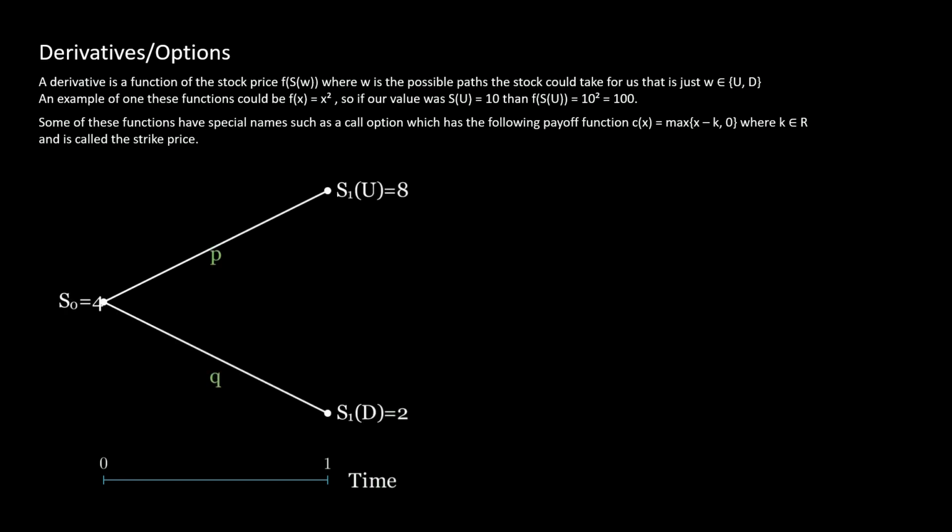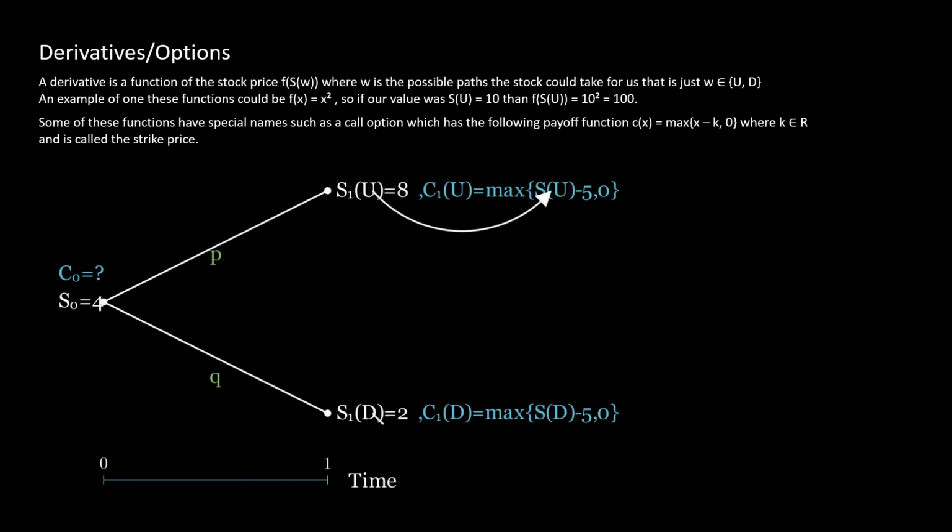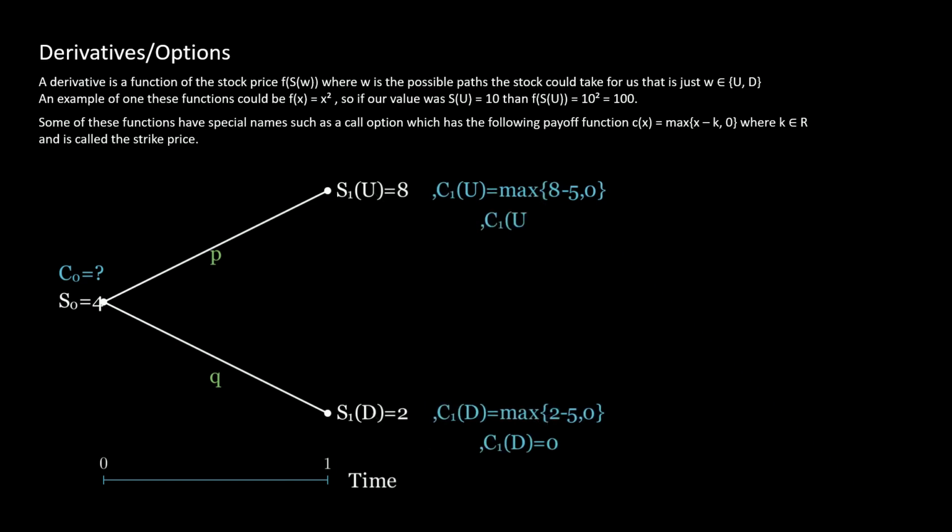So, we want to know the value of the call option at time 0, but we do not know that. However, we do know the stock price at time 1. So subbing this in to the value of our call option, we will be able to get the specific values for up and down of our call option.